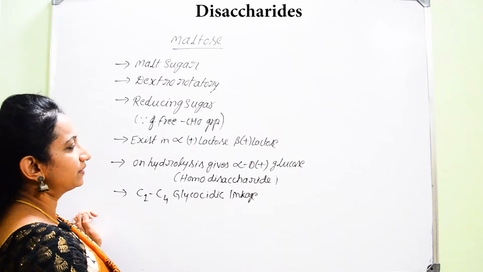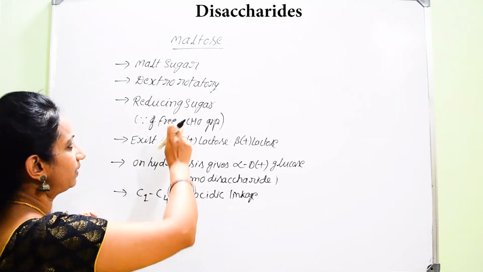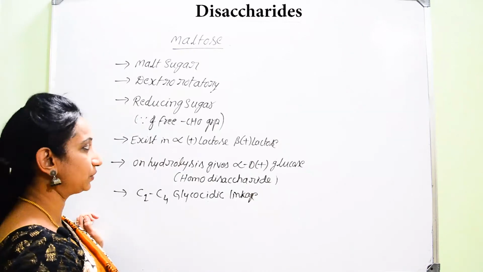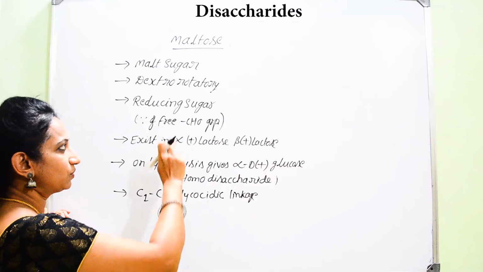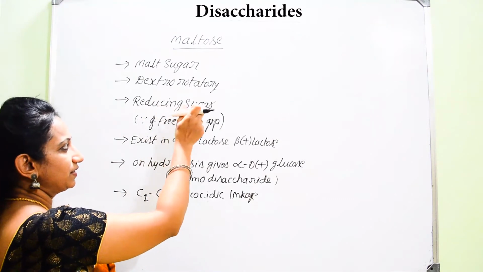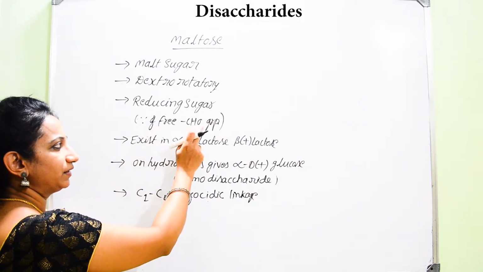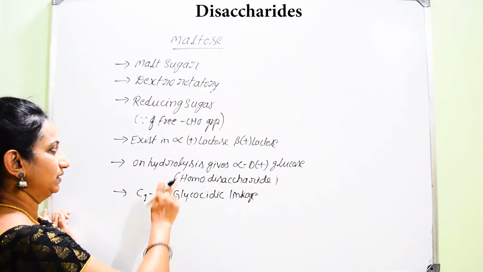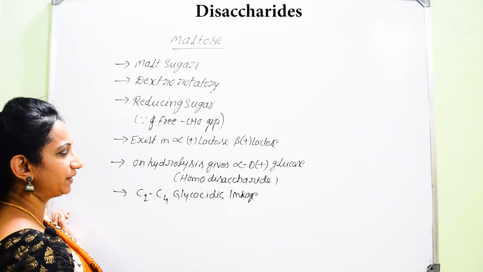It can reduce Benedict's solution. It can easily reduce Benedict's solution and even Fehling solution. Therefore, it is called a reducing sugar. What is the reason why it acts as a reducing sugar? Because in the structure we can see that it contains a free aldehydic group. It is a reducing sugar because of the presence of the free aldehydic group.